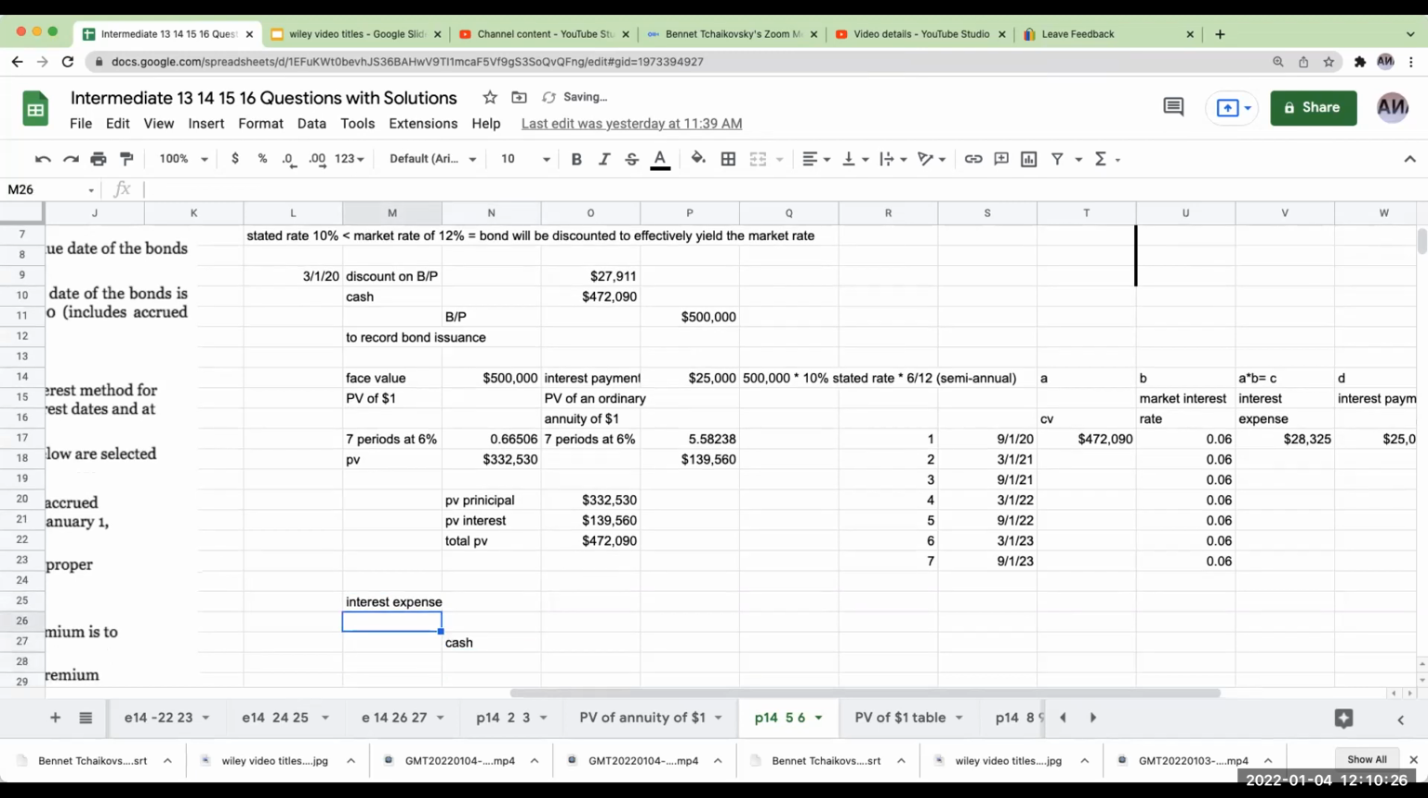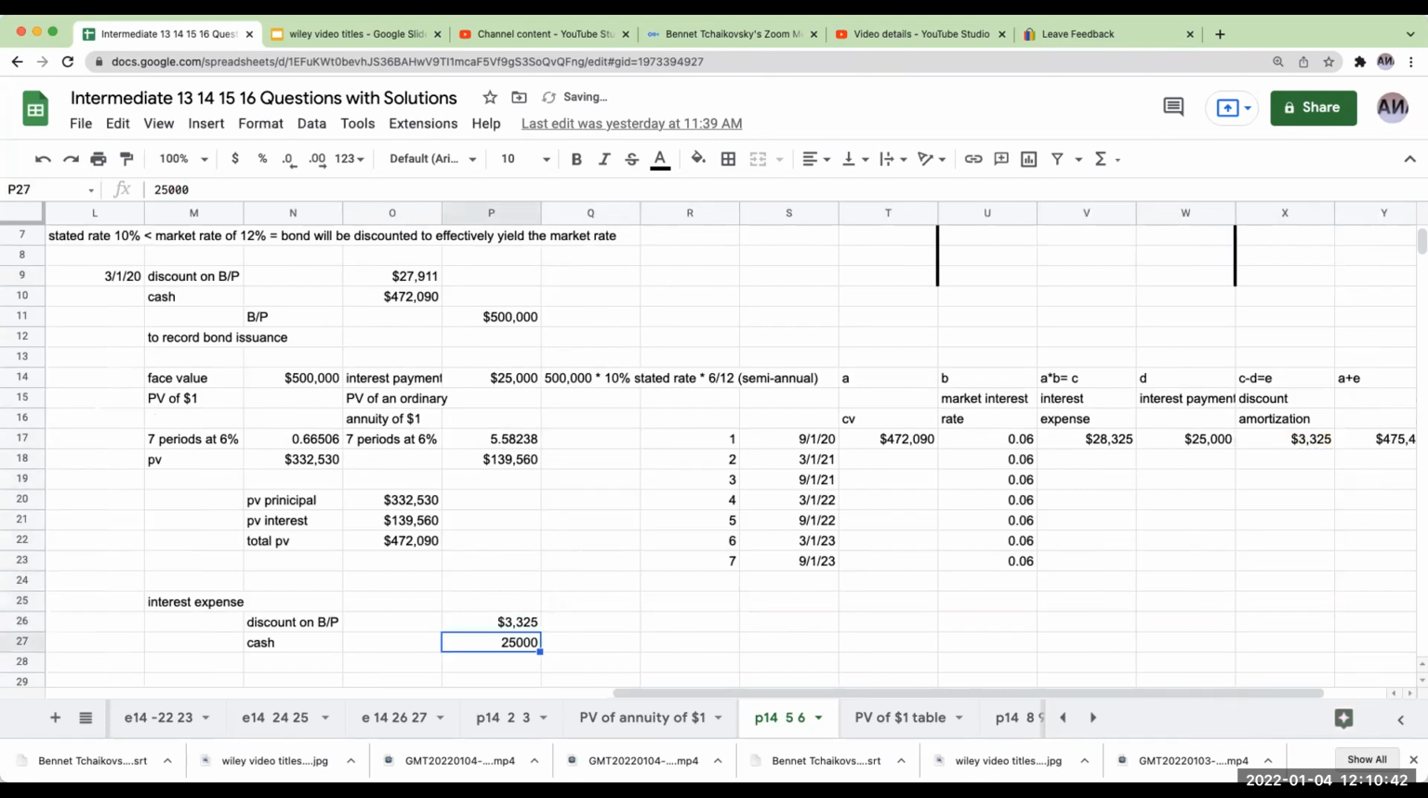Essentially, cash is always going to be credited for 25 grand, but I need to make this discount go down to 0. So I'm going to credit the discount on bonds payable, which in this case would be the amount of my discount amortization. And so this would give me my total amount of interest expense. So this is how we record a journal entry for this particular situation.